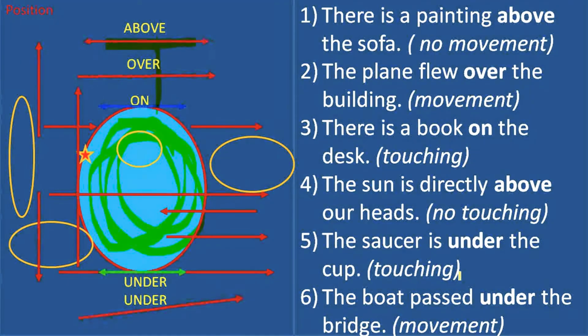Actually, in case of under, touching is not mandatory. If there is a gap between the things, that time we will also use under. For example, there is a shoe under the table. Here is the gap. In case of going under something by maintaining a gap, and if it has some speed, that time we also use under. For example, the boat passed under the bridge. That is the movement.